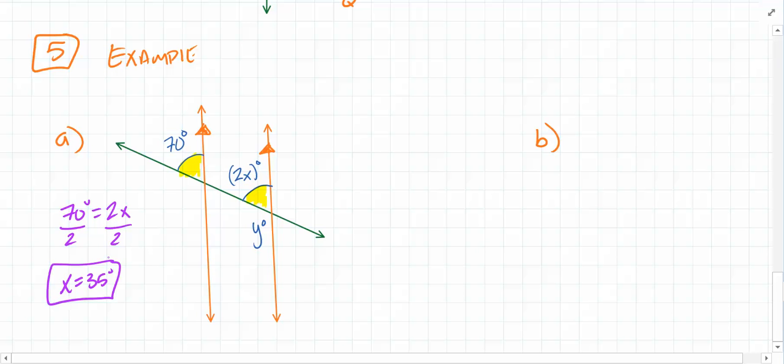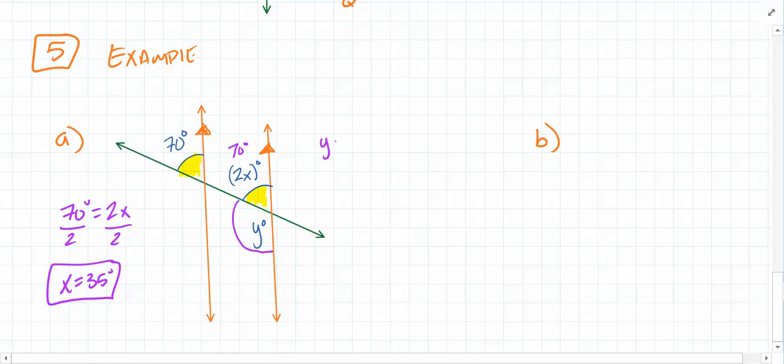Now, if x is 35 degrees, then what must this angle be as well? No, x is 35, so this must also be 70, right? Now, if that is 70, 70 plus y equals 180. So what does y have to be? 110. There you go. y has to be 110 degrees.